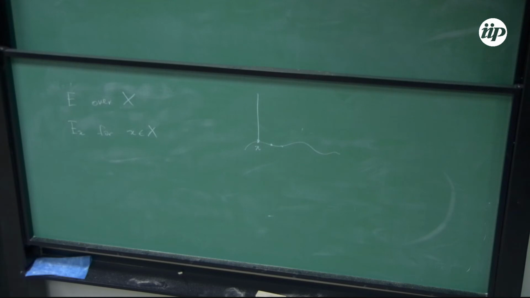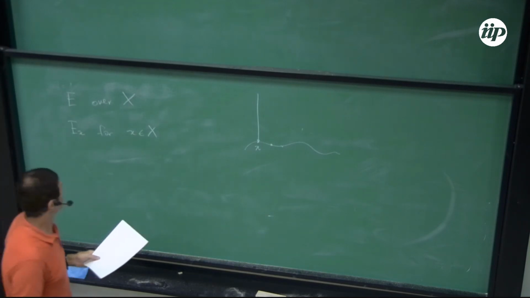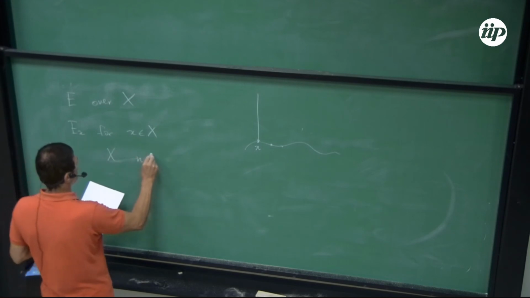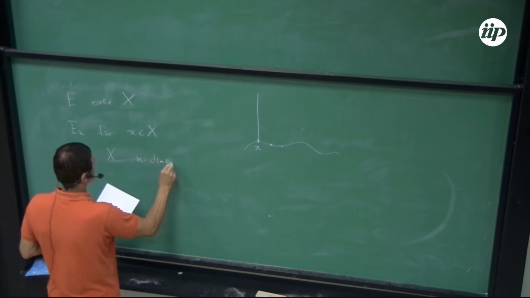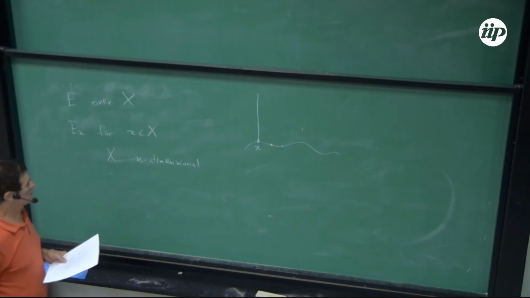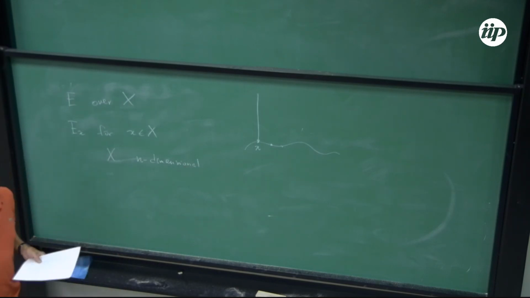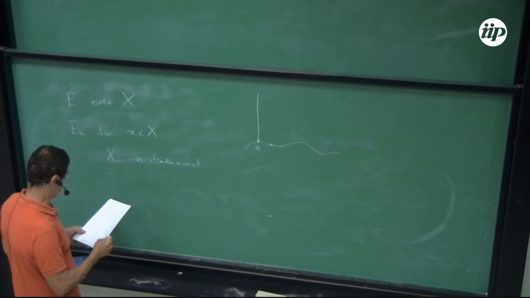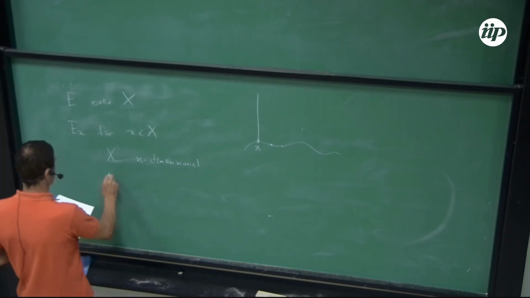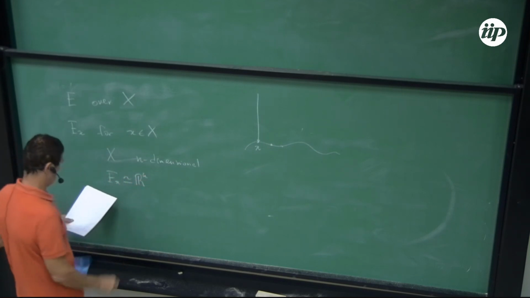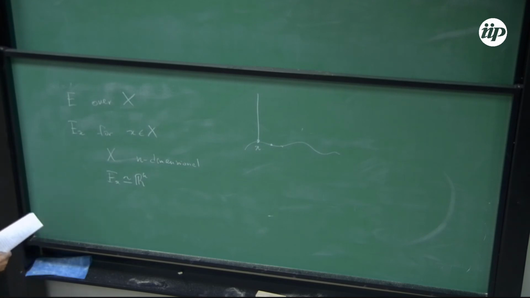Now, there are special cases. For example, if X is an n-dimensional manifold, then there is the tangent space of this manifold, which is also n-dimensional, in such a way that E of x is just R to the n.